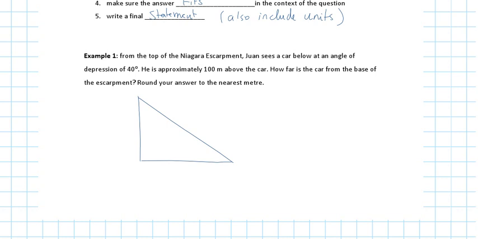What do I know? I know that from the top of the escarpment Juan sees a car below. So this is where Juan is standing, that's the top of the escarpment, and then this is where the car is, correct? All right. So he sees the car below at an angle of depression of 40 degrees. So where's that 40 degrees? Where he is?